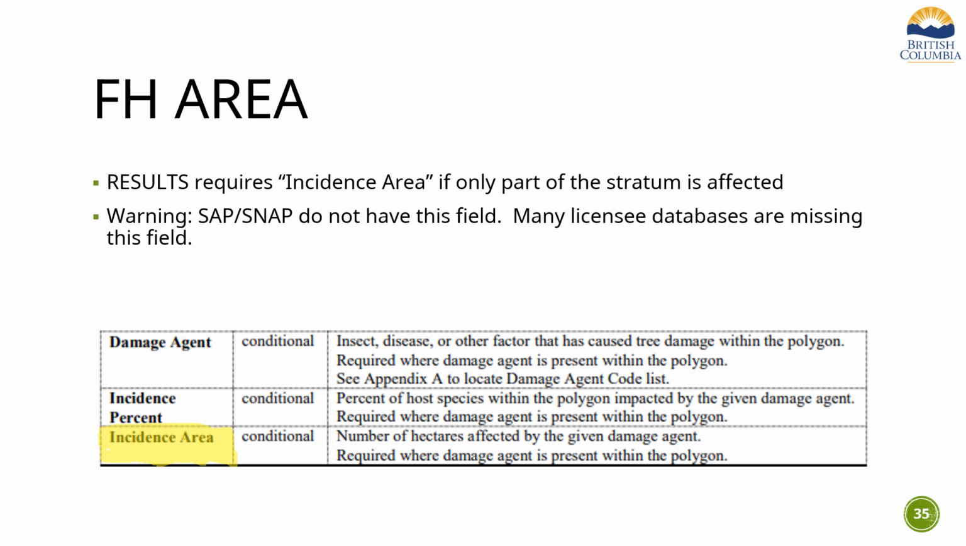All right, so this slide is more of an FYI. In the results information submission specifications, there is an incident area field. It is required if only part of your stratum is affected by a forest health agent and is not actually grounds for stratification. Unfortunately, SNAP, SAP, and many licensee databases do not have this field. So this is really just a heads up that you might need to track it in your notes or recommendation section so that someone can manually enter it, if applicable, into results.